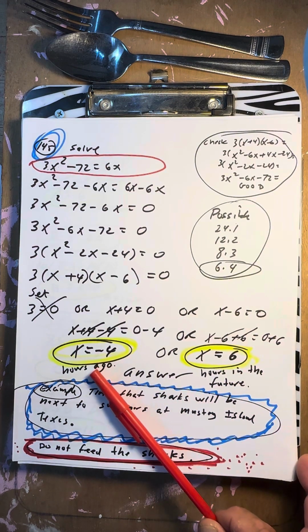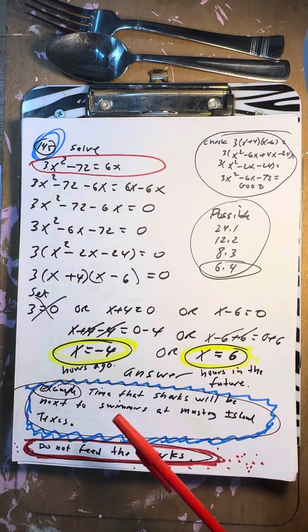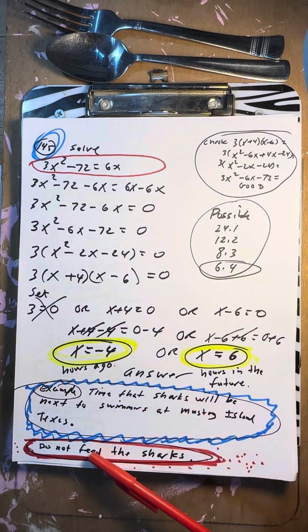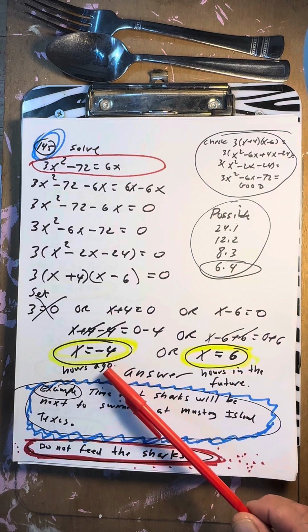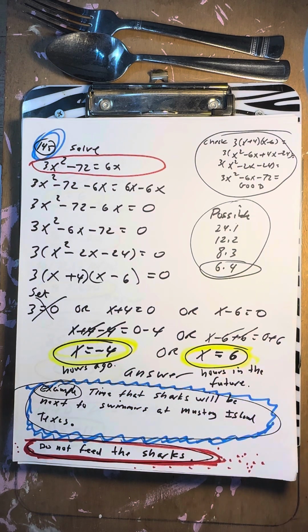Example: 4 hours ago and 6 hours in the future, what's going to happen? Example, the time that the sharks will be next to the swimmers at Mustang Island. Okay, do not feed the sharks, okay? So 4 hours ago, they're right next to them, and then 6 hours in the future, they'll be right next to them again.